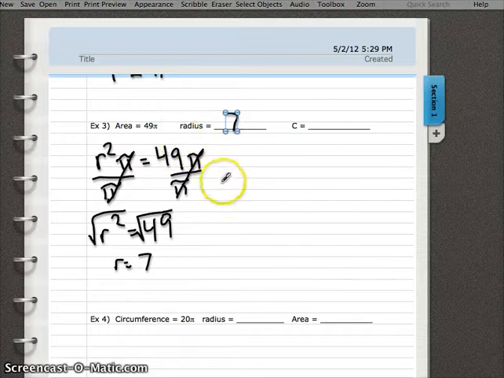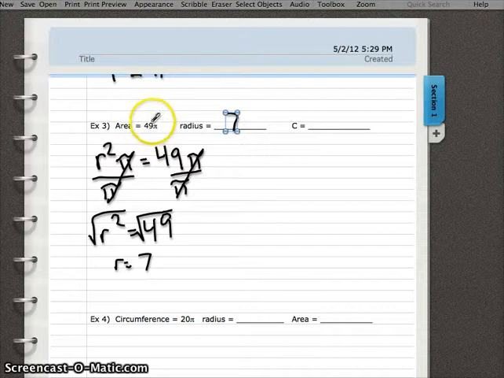And if you want a little shortcut tip, if they give you an area in terms of pi, then really your radius is always going to be the square root of the number in front. So the square root of 49 is 7. But that's only if they give it to you in terms of pi.